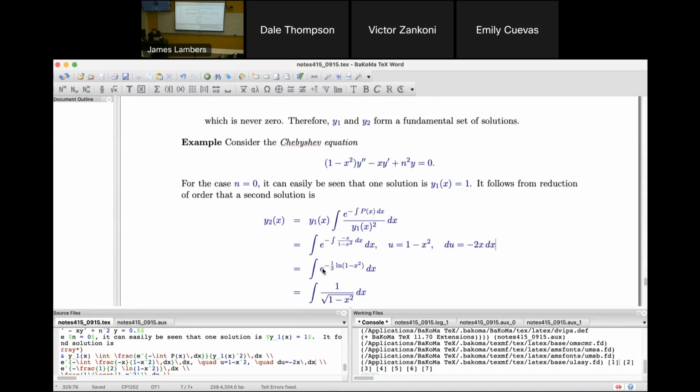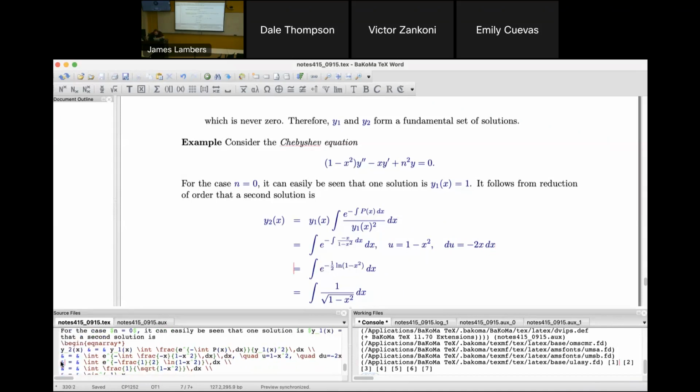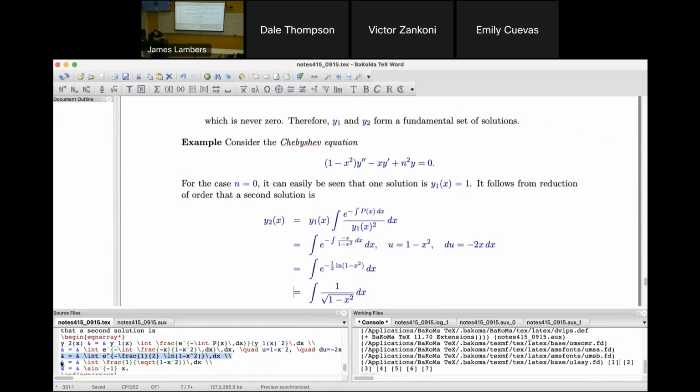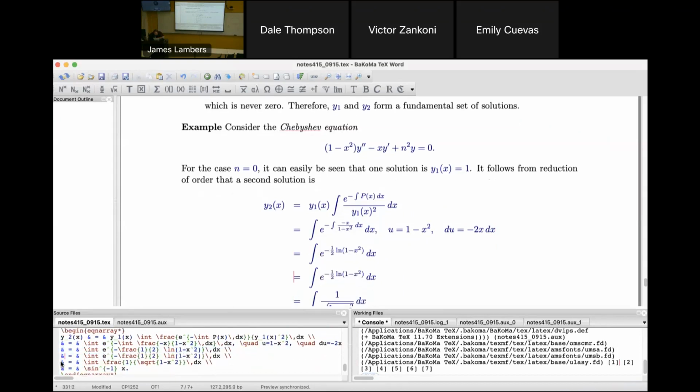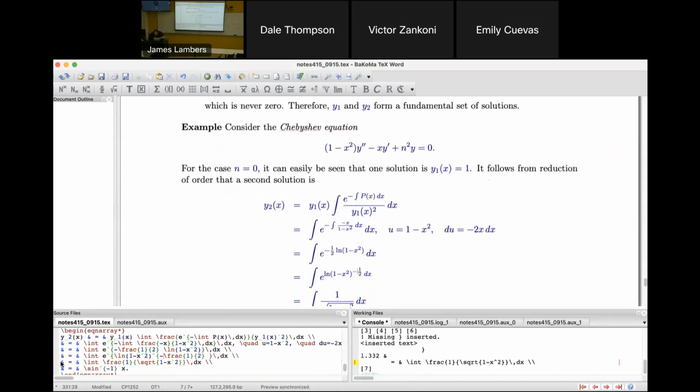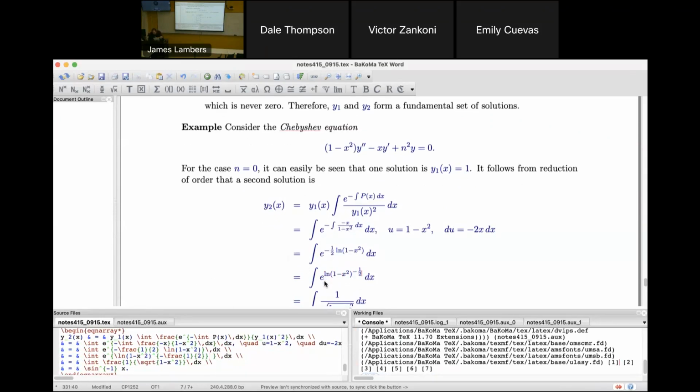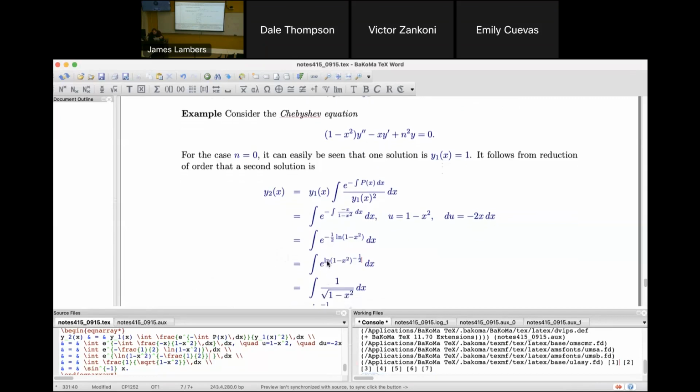And using the same kind of simplifications that I did earlier, I can rewrite this as e to the natural log of 1 minus x squared raised to the minus 1/2 power. These properties of logs. The e and the log cancel out, so you get 1 minus x squared to the minus 1/2.